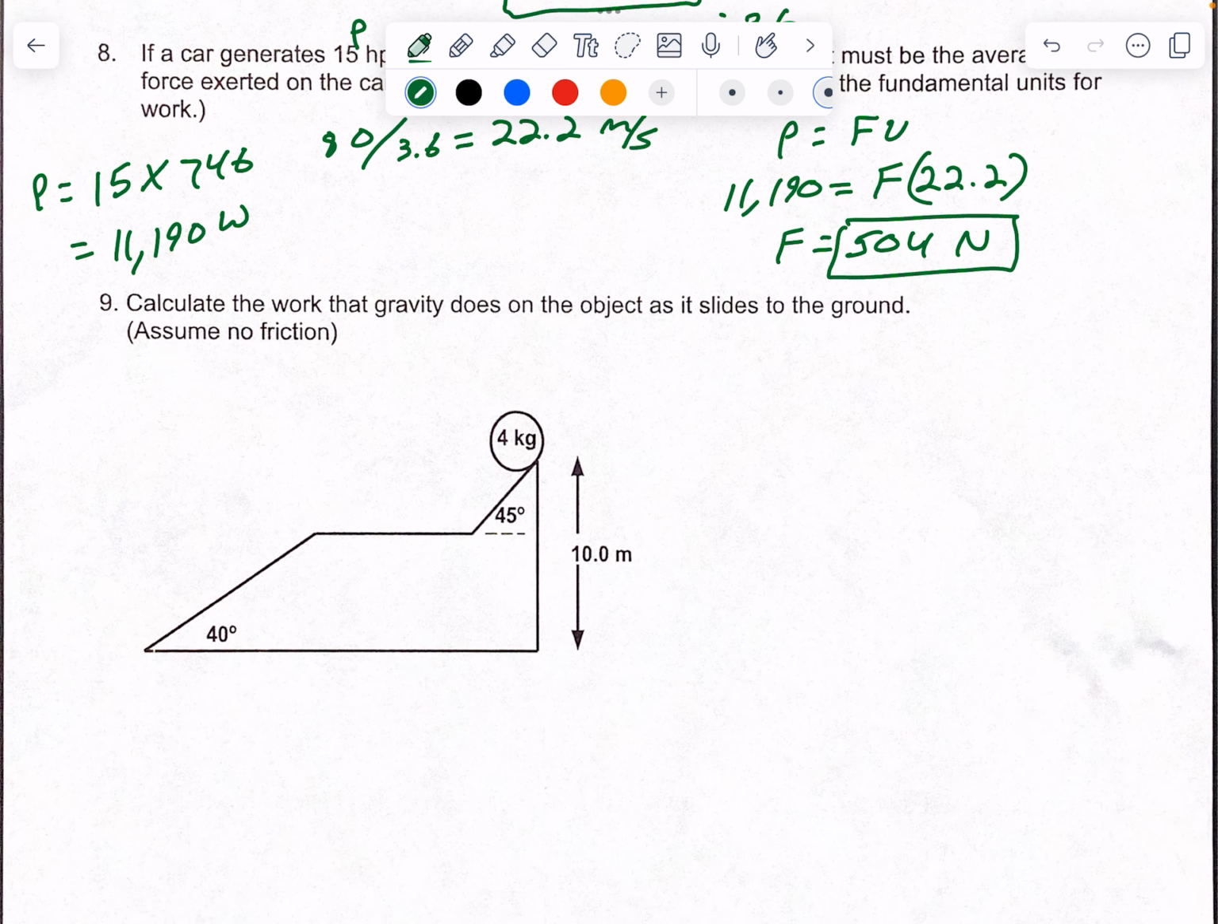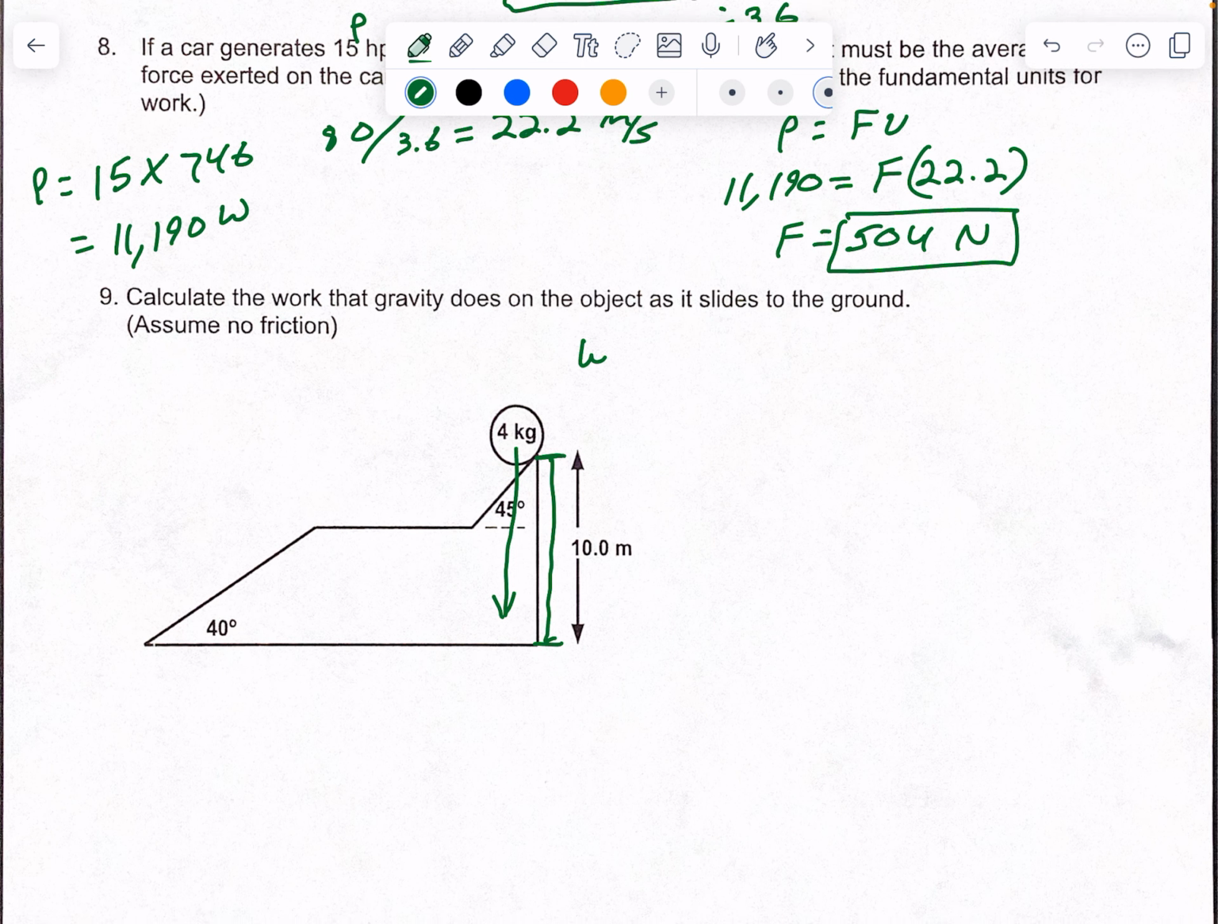9, calculate the work that gravity does on the object as it slides down to the ground. Okay, so gravity is obviously pulling this ball down to the ground. Okay, so gravity doesn't really care about the ramp. Okay, it doesn't care about the distance of the ramp. Its goal is purely to get it from the top, right here, and all the way down here. Okay, so if work is being done by gravity, that means work is being pointed down. Okay, and if work equals force times distance, well, that means force has to be going down and distance has to be going down. Okay, they have to all be in the same plane.